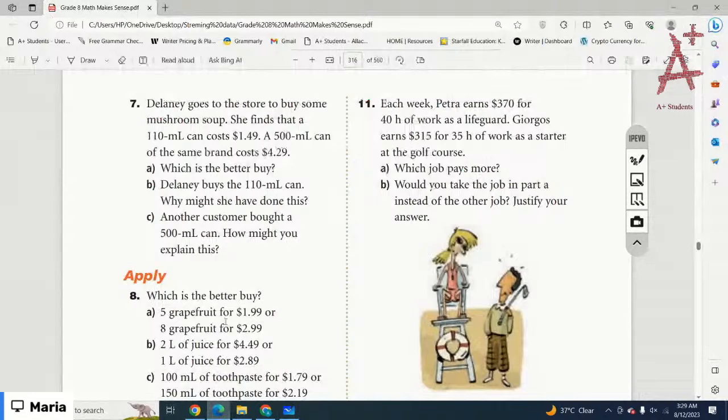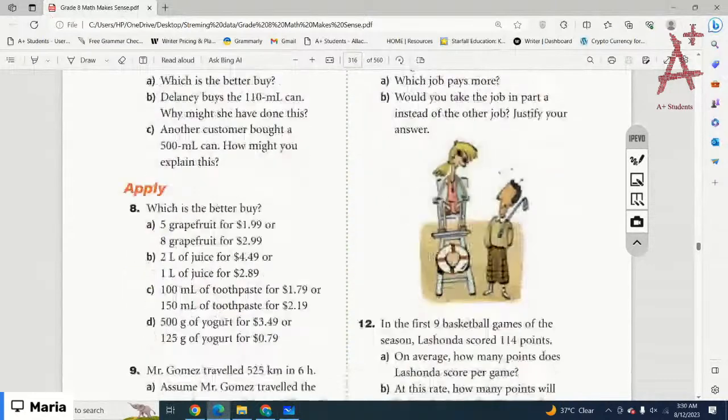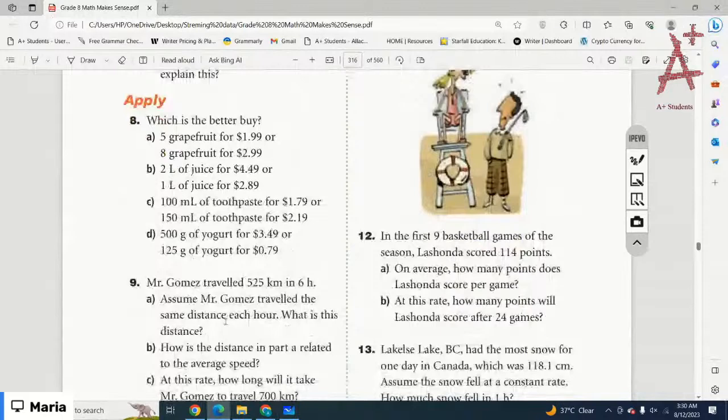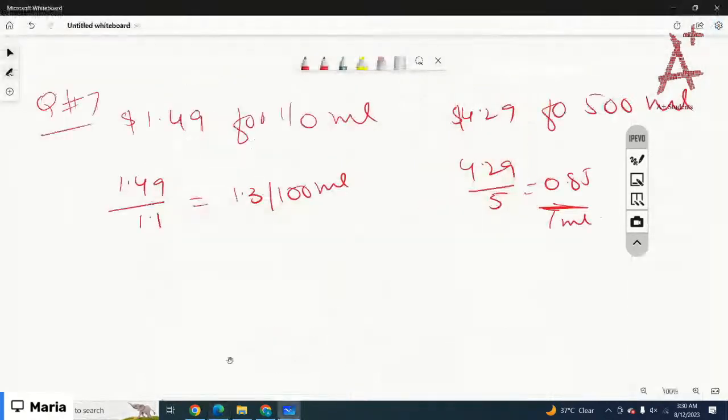Okay, let's start with question number 8, which is a better buy. 5 grapefruit for $1.99 or 8 grapefruit for $2.99. So you have to calculate the unit rate. So the one that has the lesser unit rate is the better buy, right? Let's just start with question number 8. 5 grapefruit for $1.99. Let's see which one is a better buy, right?